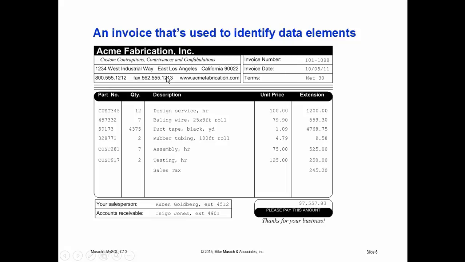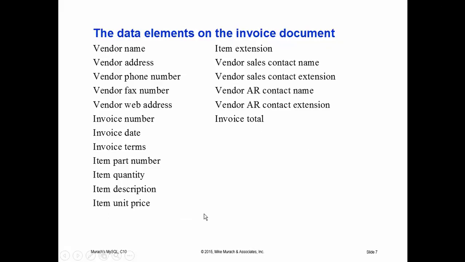You're going to have some vendor information over here. And you're going to have some invoice line item information here. Some salesperson information here. Some accounts receivable information over here. Okay? So what they've done in step 1 here, as you can see up on the screen, is they've gone through this and they have figured out the data elements that are in this document.